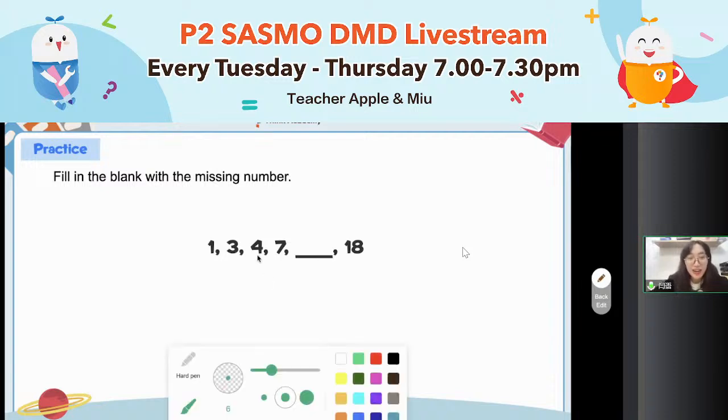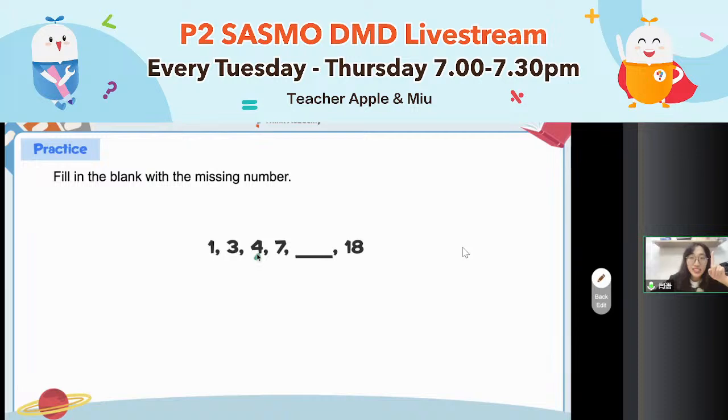Again, how can we figure out 4? You see, we just add the first number and the second number together. 1 plus 3 equals 4. And next one, how can we get 7? Look, we just add 3 and 4 together. So what is the next number? It should be 4 plus 7 equals 11.